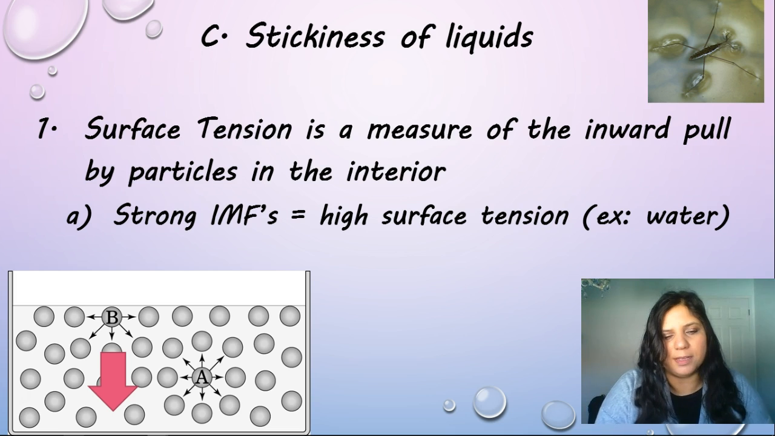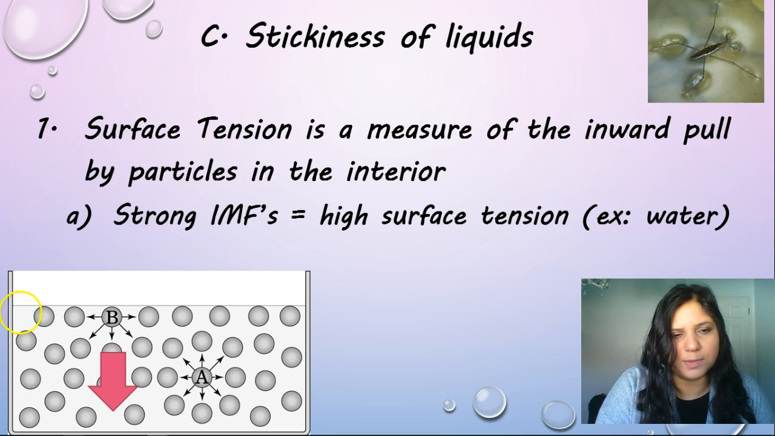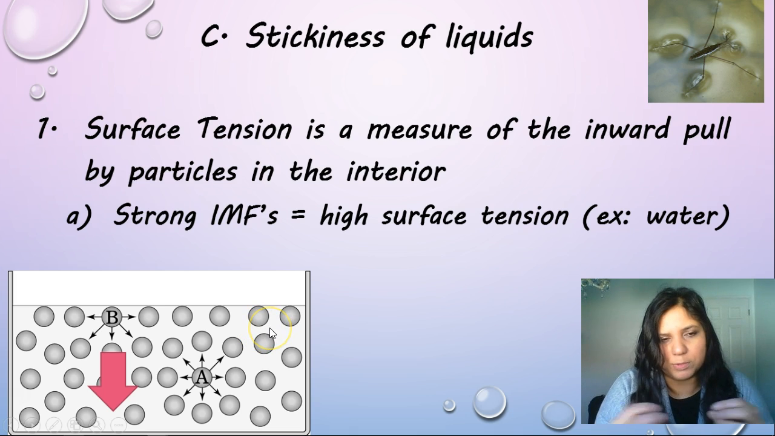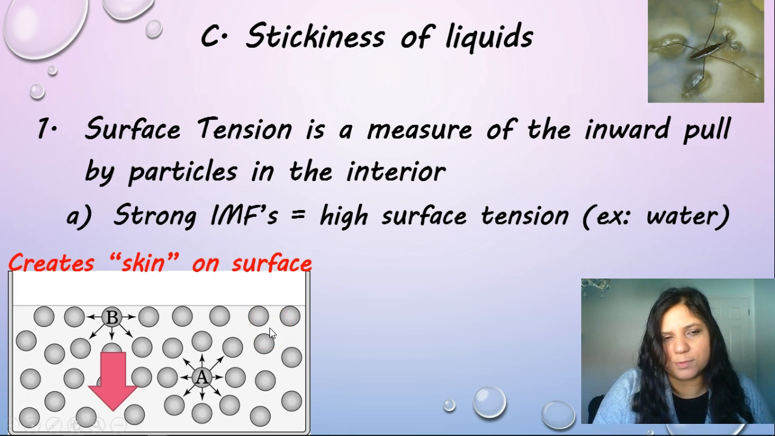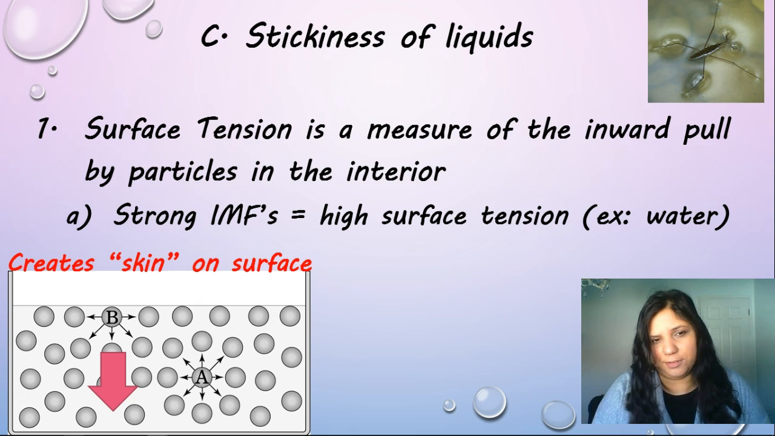What ends up happening is a bunch of the surface molecules feeling that pull downward come closer together. So at the top, you end up with a lot of molecules lined up right here, really close together, and it forms what we call a skin on the surface, which we call surface tension.